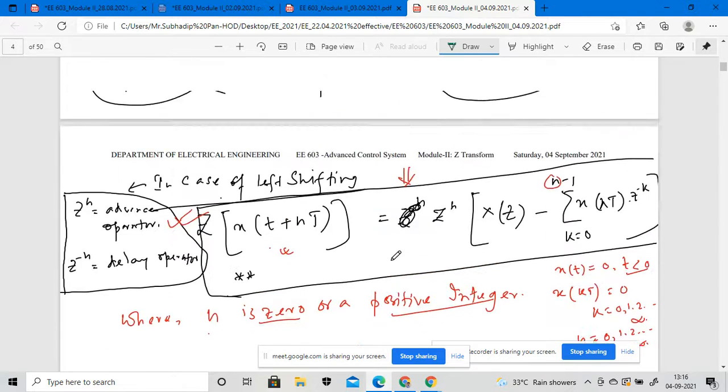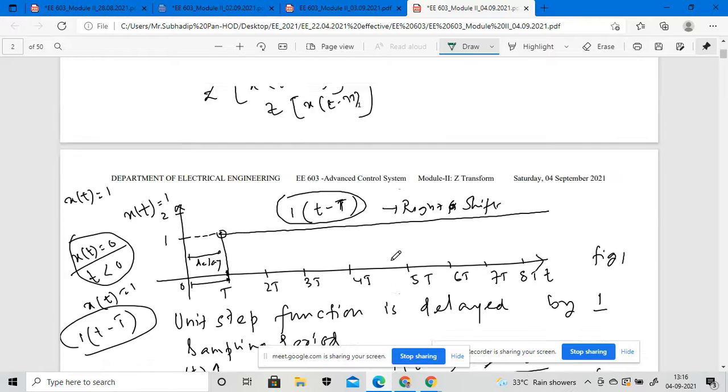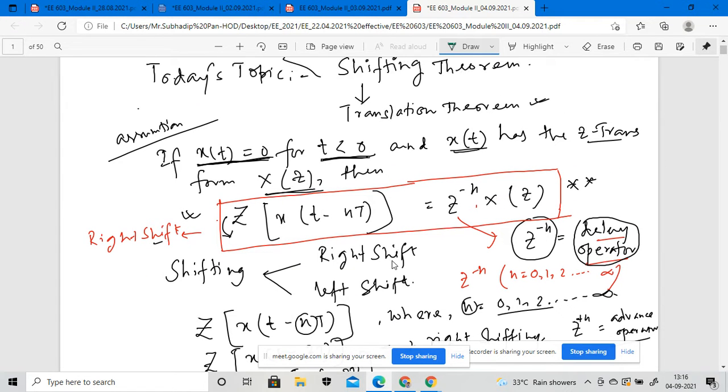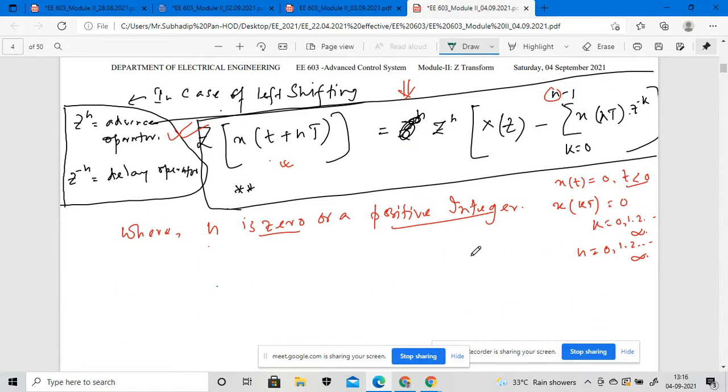Suppose this is my equation 1, and suppose we consider this one as my equation 2.